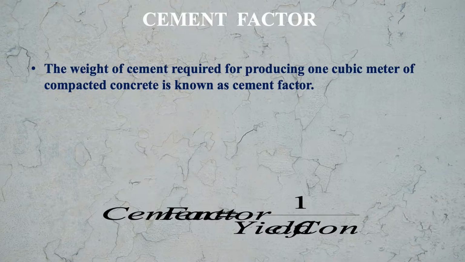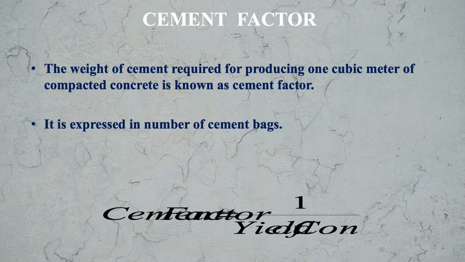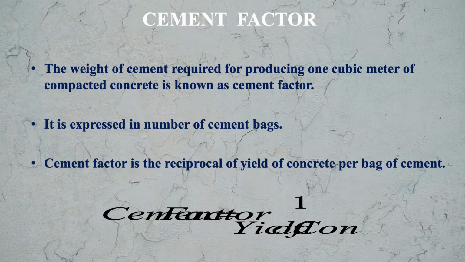Then let us see what is cement factor. The weight of cement required for producing 1 cubic meter of compacted concrete is known as the cement factor. It is expressed in number of cement bags, and cement factor is the reciprocal of yield of concrete per bag of cement. So cement factor will be given as 1 upon yield of concrete.